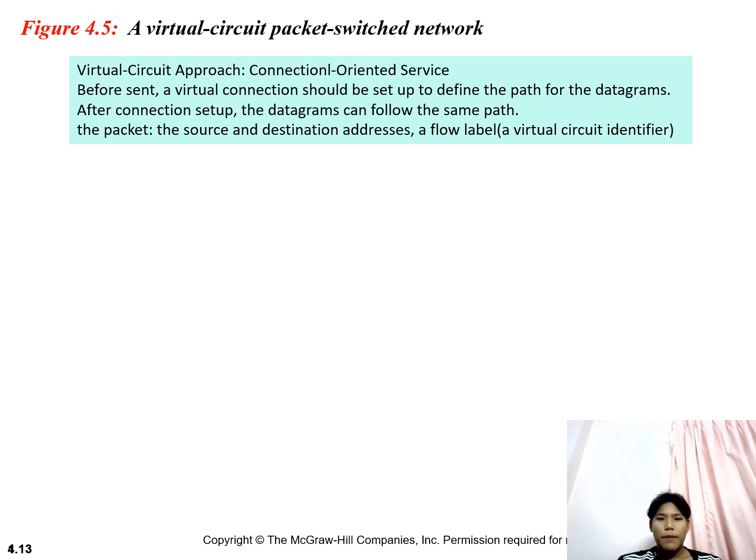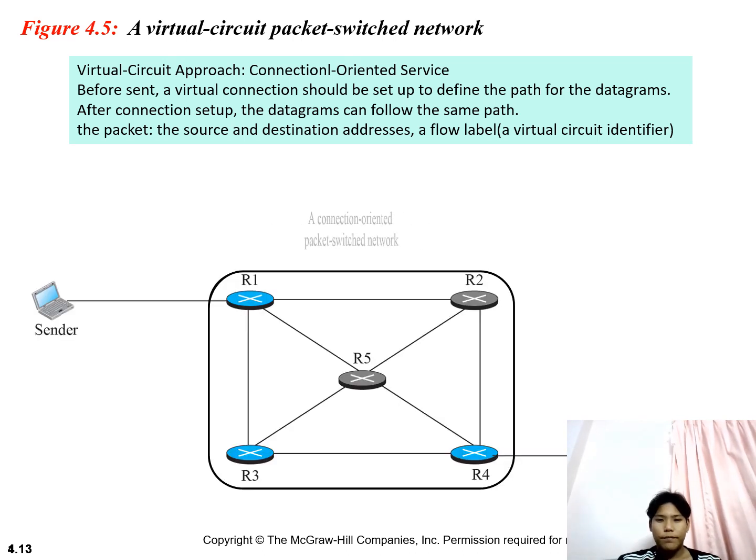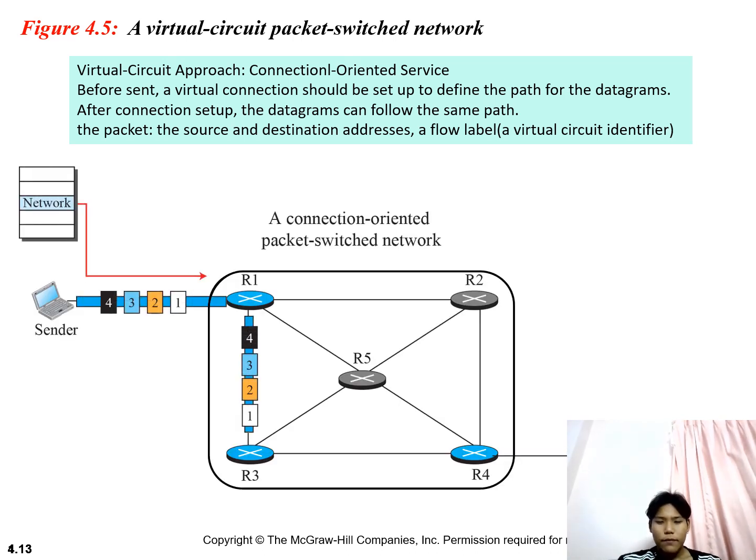A virtual circuit packet switch network. The virtual circuit approach is a connection-oriented service. Before sending, a virtual connection should be set up to define the path for the datagrams. After connection setup, the datagrams can follow the same path. The packet carries the source and destination addresses and a flow label. A flow label is a virtual circuit identifier. So it has a path to go.